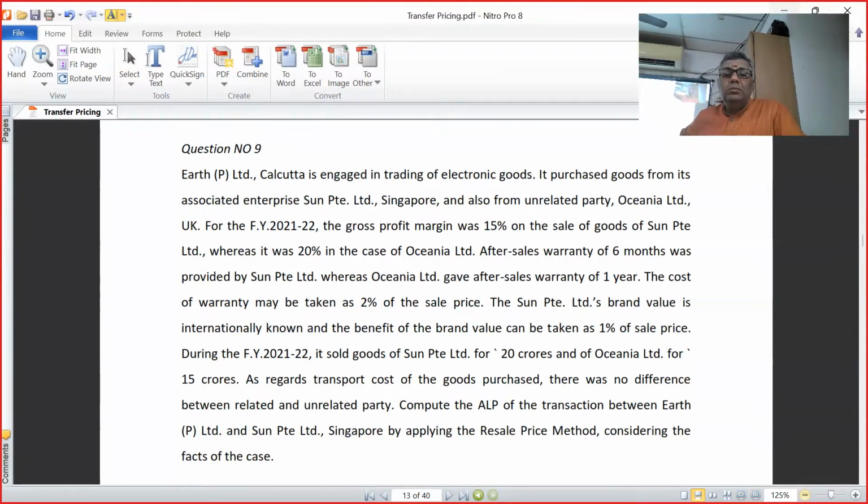Is it not 20 crores? Earth Limited is having a related party, Sun Private Limited. It sold goods of Sun Private Limited for 20 crores. So we need to arrive at the import cost of that 20 crores. We are only finding the ALP. So for this 20 crores, what should be my import cost? That's how we did the other question.